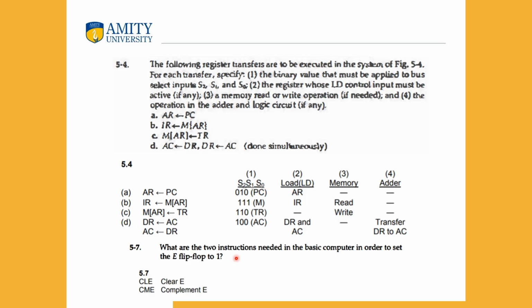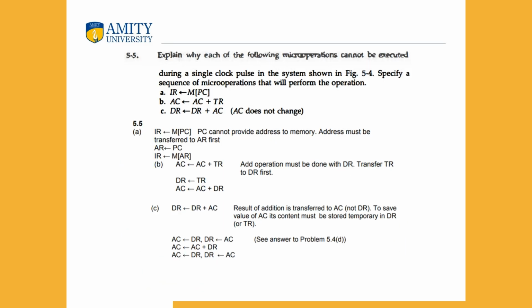The next question states that there are 2 instructions needed in the basic computer. What are the 2 instructions needed in the basic computer? To set the flip-flop E to 1. So in order to set E to 1, the first condition will be to clear whatever is in E. So we will make it 0. So the function is CLE, clear E, and then we'll complement the value, which is 0 will be complemented to 1. Hence E will be set to 1, and the complement is done by CME, complement E.